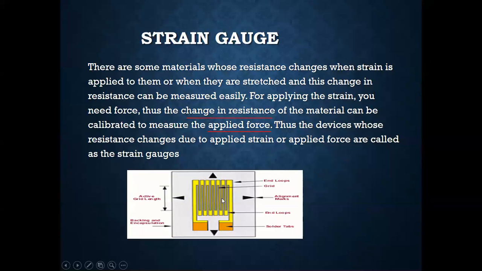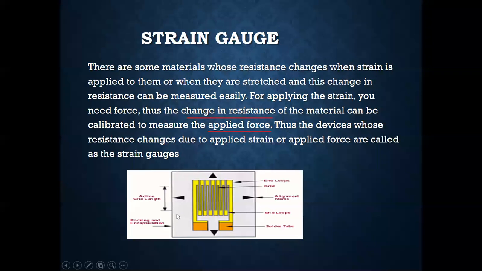This is the picture of a strain gauge. This is the shape of a strain gauge. You can see end loops, grids, alignment marks, the final point, the shoulder here, and this is the shoulder tip. This is the active length of the strain gauge. This is the backing and encapsulating. So here, in construction, I am going to discuss backing.